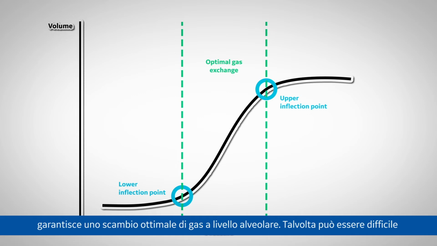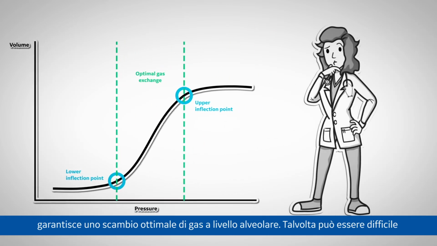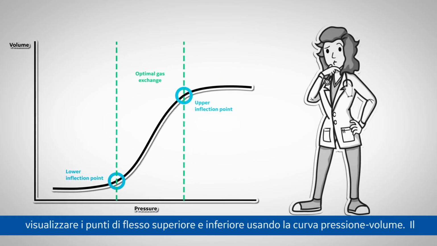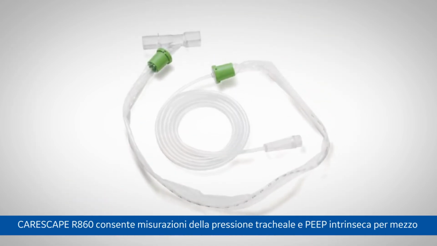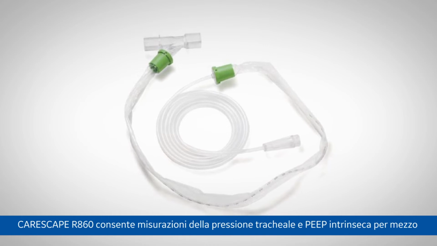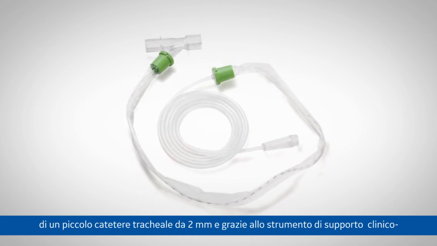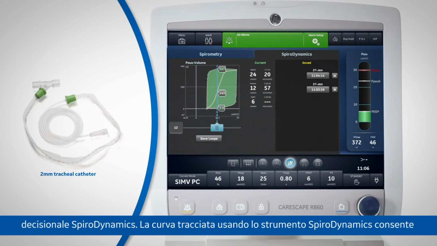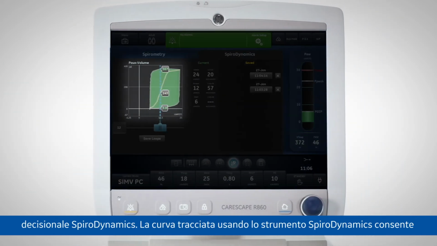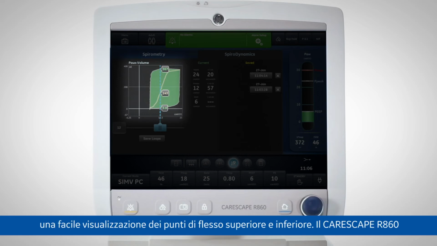Sometimes it can be difficult to visualize the upper and lower inflection points using the pressure-volume loop. The CARESCAPE R860 offers measurements on tracheal pressures and intrinsic PEEP via a small 2mm tracheal catheter and the use of the Spiro Dynamics Clinical Decision Support Tool. The curve represented using the Spiro Dynamics tool allows for easier visualization of the upper and lower inflection points.